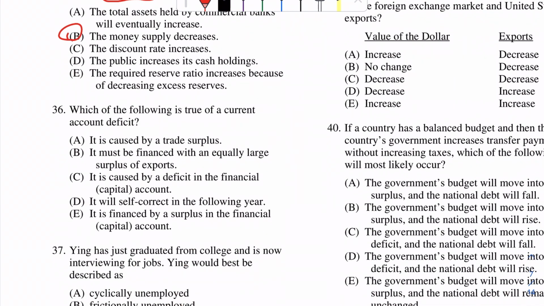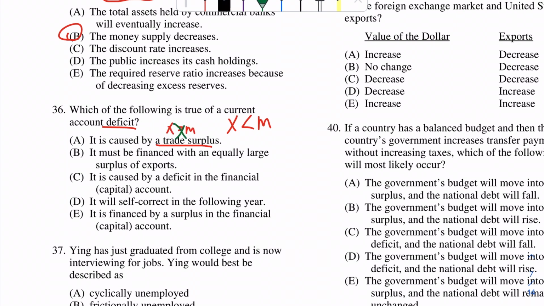36. Which of the following is true of a current account deficit? So current account, remember, you're dealing with exports and imports. And so it's a deficit. That would mean that you're having more imports than exports, right? Because it's a deficit. So you're having less money in your country. So imports are higher. So is this caused by a trade surplus? A trade surplus would be more exports than imports.